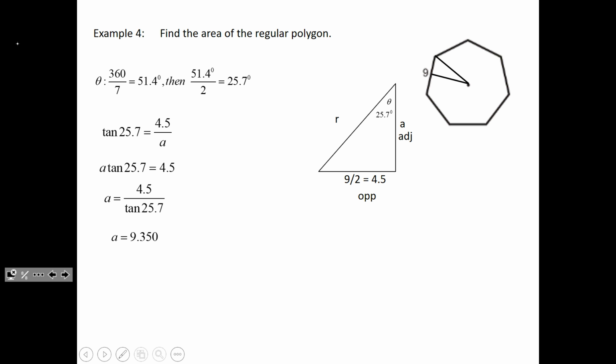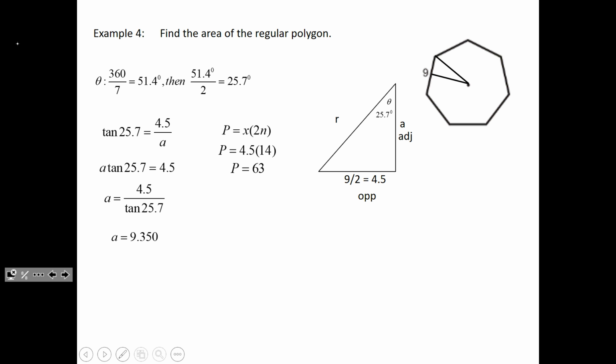What's that going to give us for the apothem? Very good. So now I know the apothem. The only other thing I need to find the area is the perimeter. And we know that every single side of this figure is how long? 9. And how many sides did we say there were? 7. So the perimeter has to be, very good, 63.